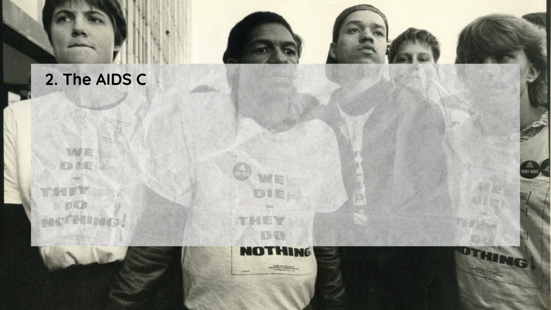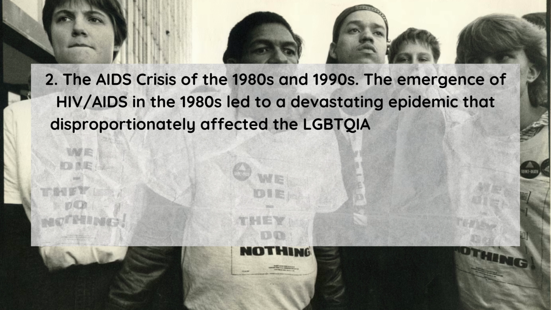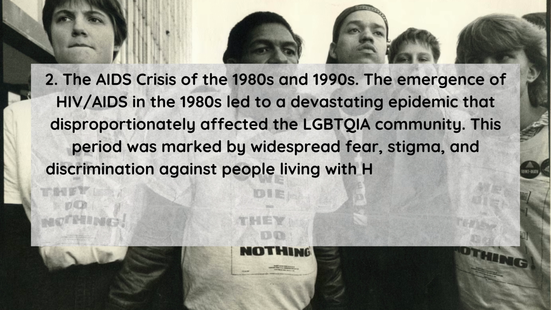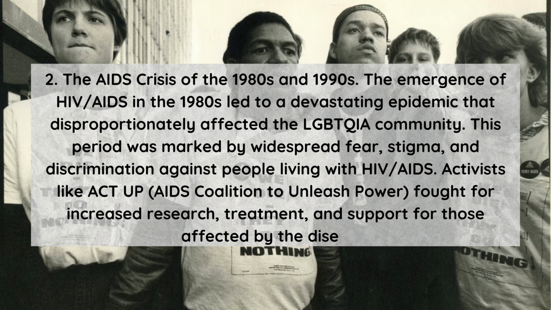2. The AIDS crisis of the 1980s and 1990s. The emergence of HIV/AIDS in the 1980s led to a devastating epidemic that disproportionately affected the LGBTQIA community. This period was marked by widespread fear, stigma, and discrimination against people living with HIV/AIDS. Activists like ACT UP, AIDS Coalition to Unleash Power, fought for increased research, treatment, and support for those affected by the disease.